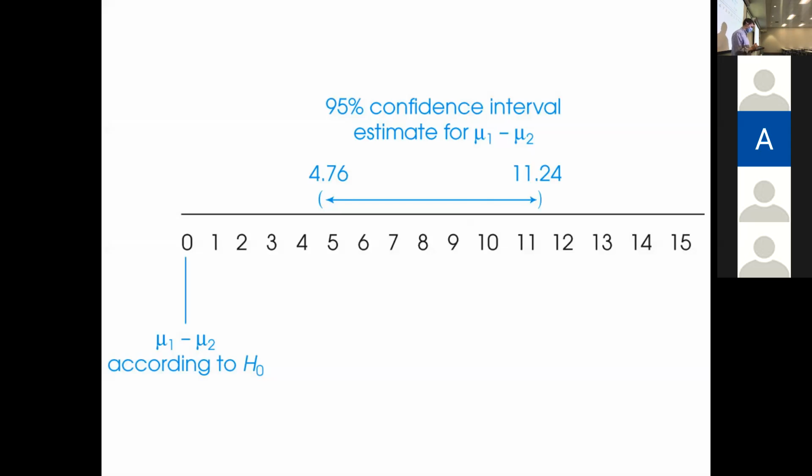So again, this just serves to highlight, once you've got a confidence interval, it's going to range between two values. And so if this is our 95% confidence interval, we can say with 95% confidence, the true value for the difference between mu1 and mu2 falls between 4.76 and 11.24. Questions about any of that?